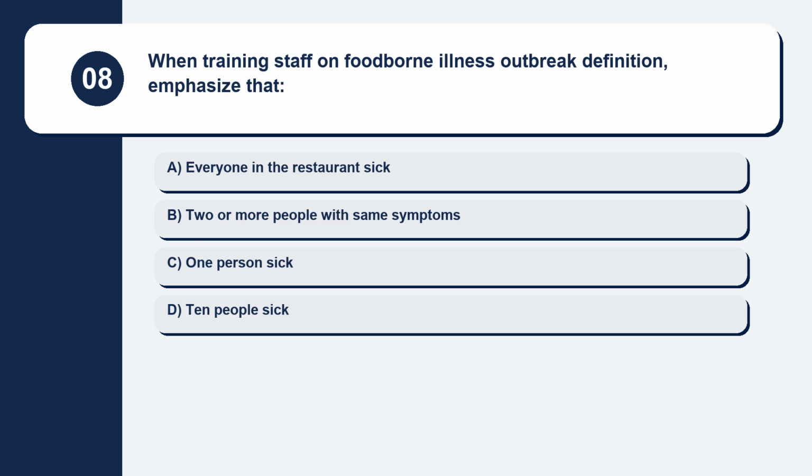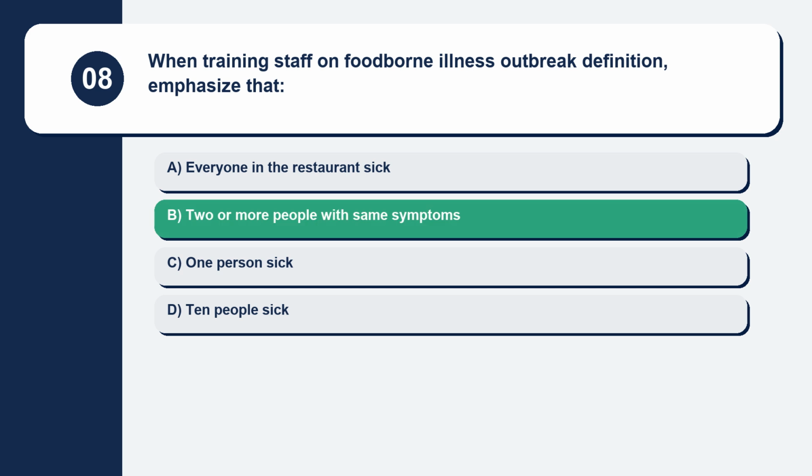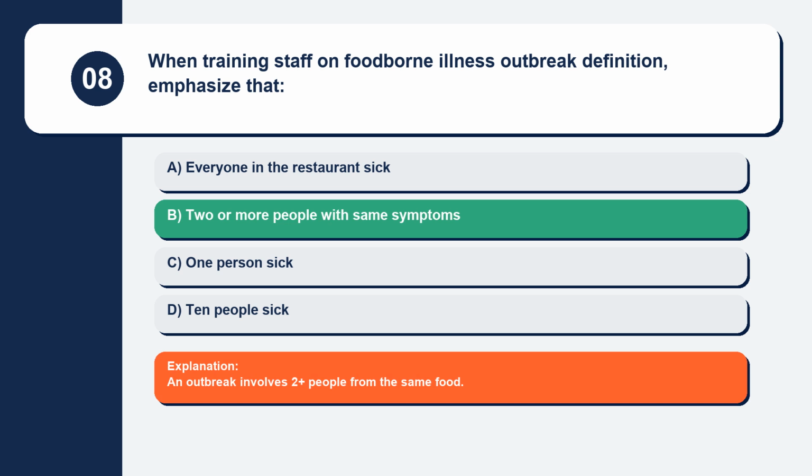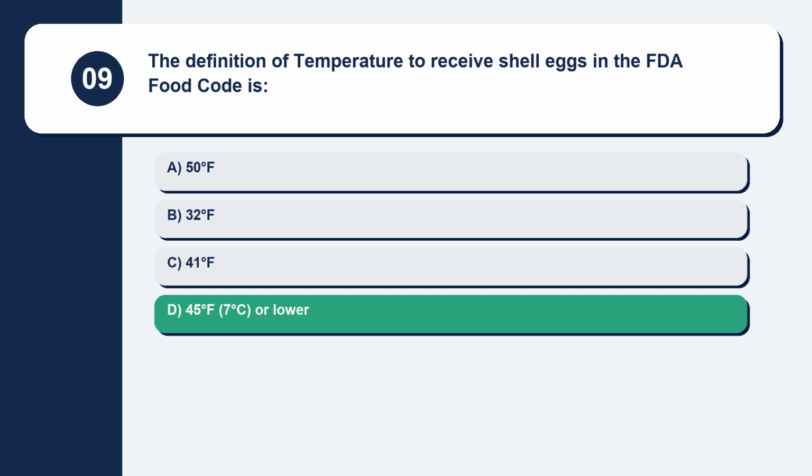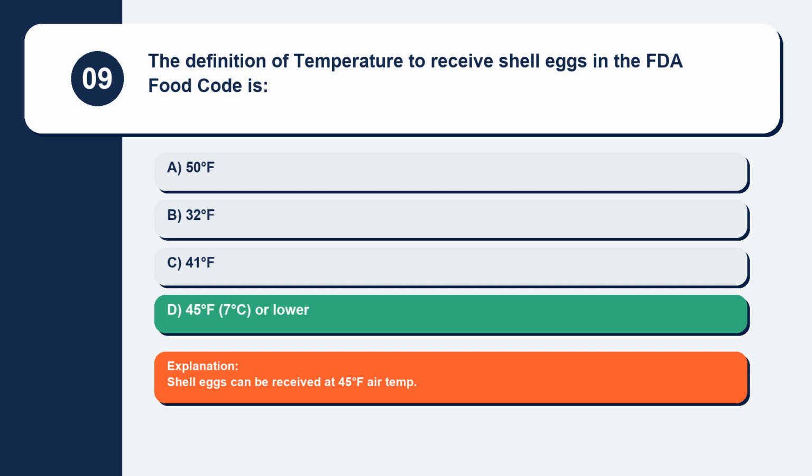Question 8. When training staff on foodborne illness outbreak definition, emphasize that: everyone in the restaurant sick, 2 or more people with same symptoms, 1 person sick, 10 people sick. An outbreak involves 2+ people from the same food. Question 9. The temperature to receive shell eggs in the FDA Food Code is: 50 degrees Fahrenheit, 32 degrees Fahrenheit, 41 degrees Fahrenheit, 45 degrees Fahrenheit, 7 degrees Celsius or lower. Shell eggs can be received at 45 degrees Fahrenheit air temp.